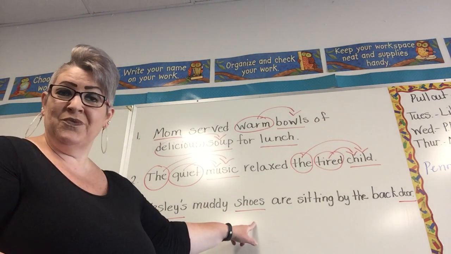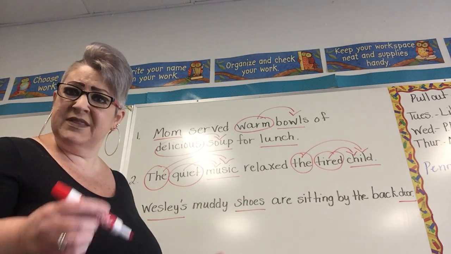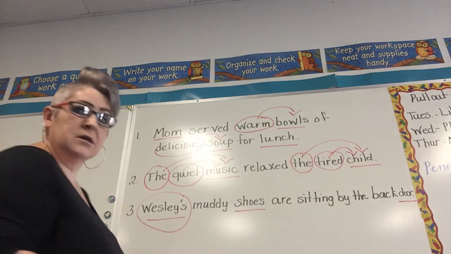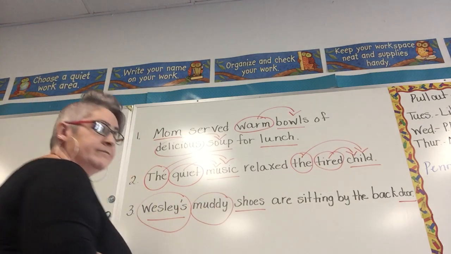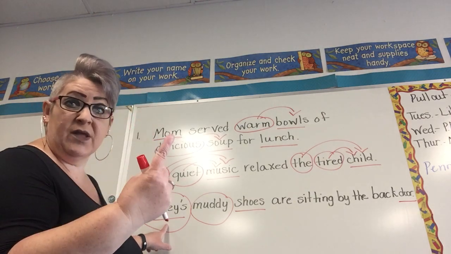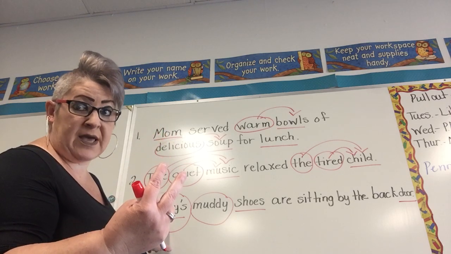But shoes do. So I'm going to ask myself the question, whose shoes are these? Well, they are Wesley's. What kind of shoes are they? They are muddy. So look here, boys and girls. Wesley is not only a noun in this sentence, but he's also an adjective to describe whose shoes they are.